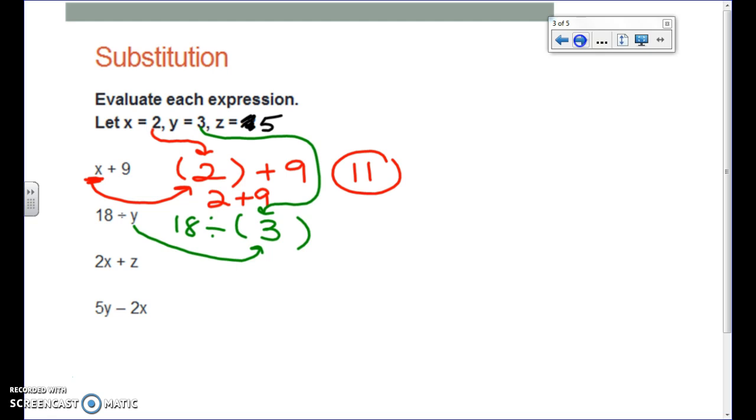Now I'm going to check to see if there's any operations inside the parentheses. Obviously in this example there are no operations in the parentheses, so I can think of this as 18 divided by 3, and I know that that equals 6. So in this case, when I evaluate that expression with the variable, I know it's 6. On the next one here, 2x plus z, 2 variables this time. So let's rewrite it with 2 open sets of parentheses.